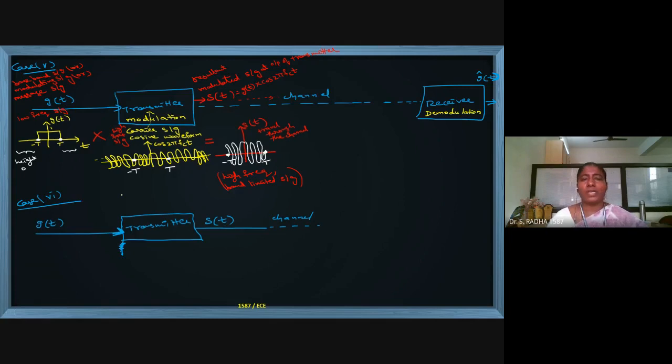Now my G of t, what I will do, I will take an exponentially decreasing signal. Let this be G of t, an exponential decreasing signal, e power minus at u of t. Let the height be 1. Now I am multiplying this with a high frequency carrier which is present inside the transmitter for a process called modulation. This is cos 2 pi fct.